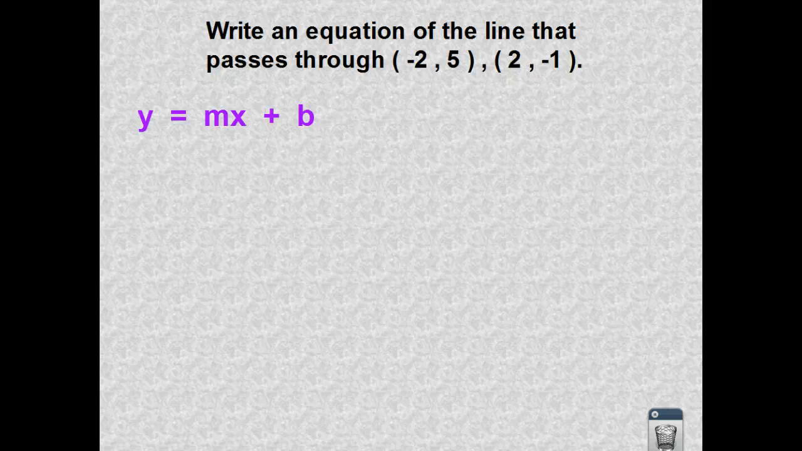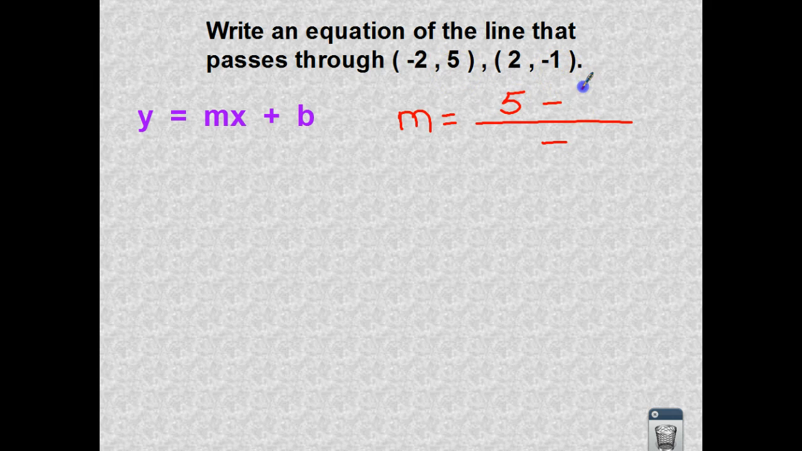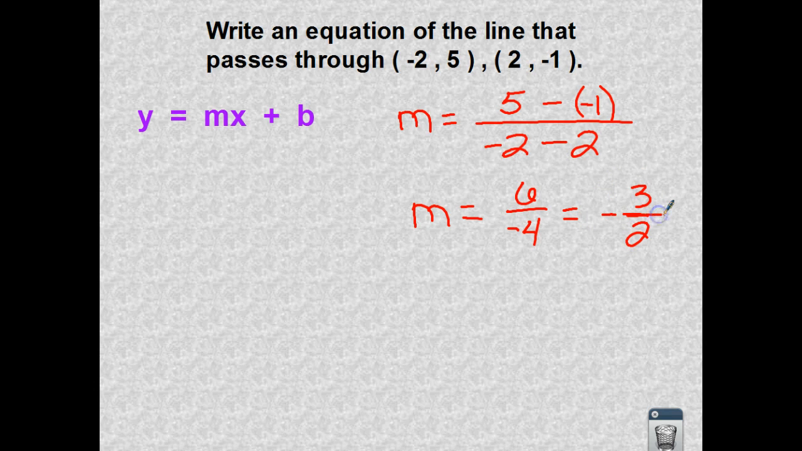But we know that we can take the formula previously in the chapter, where m is equal to the change in the y-axis over the change in the x-axis. So let's start here. We'll go 5, take away -1, and then the x's are -2 subtracted by your +2. So m is equal to 6 over -4. So we know that that is a slope of -3/2, or -1.5.